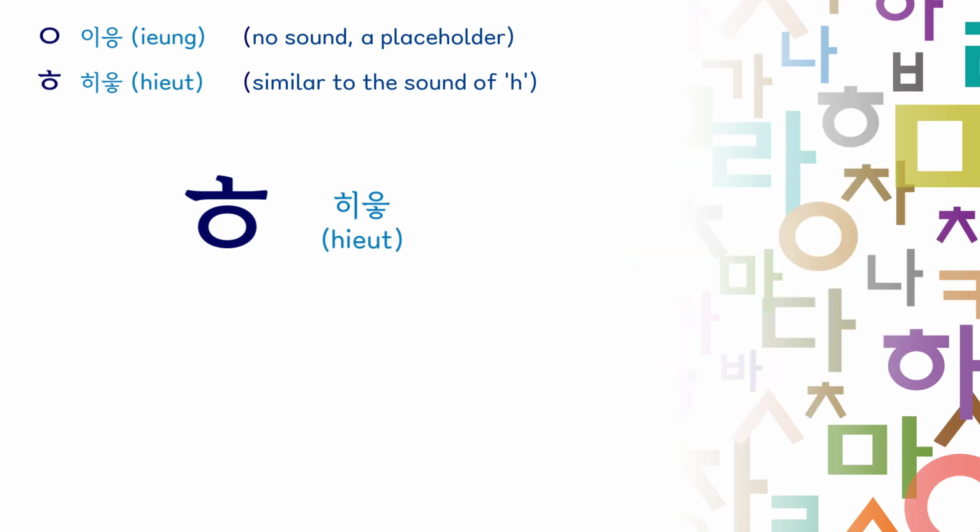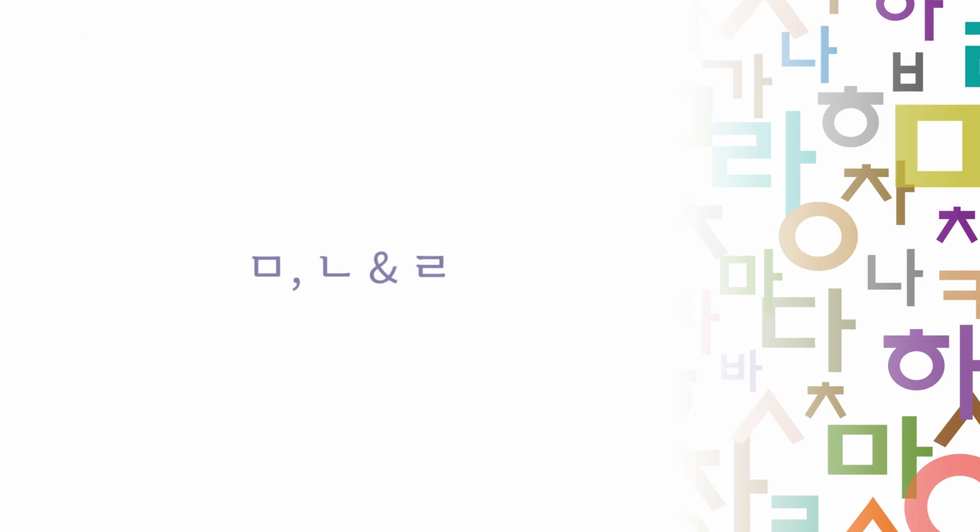Here is just like the sound of H in English, so it's h, h, h. Now, I don't think we need too much explanation with this sound, so let's move on. We have three more letters, and they are 미음, 니은, and 리을.